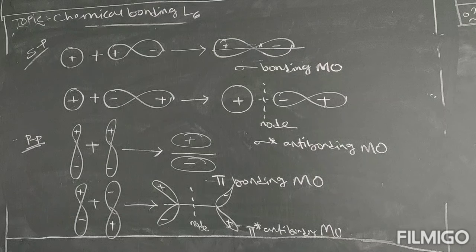Hope you have understood today's lesson: what is atomic orbital and molecular orbital, and next anti-bonding and bonding molecular orbitals, and what is the major difference between these all. In the next video we will discuss the bond order and how to calculate the bond order of some prescribed elements, and everything we will discuss.